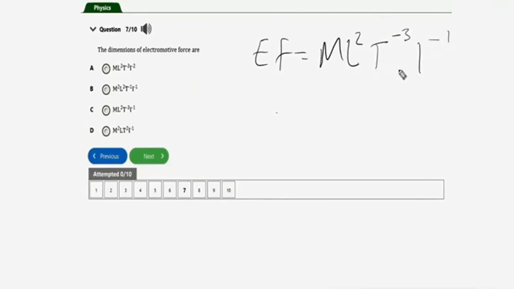Okay, so this is the dimension of electromotive force. This is the correct one, so take note of this. This is the correct dimension of electromotive force. Very, very important. The correct option in this question is option C. Alright, so that's it. Let's wipe this now and solve the next repeated question.